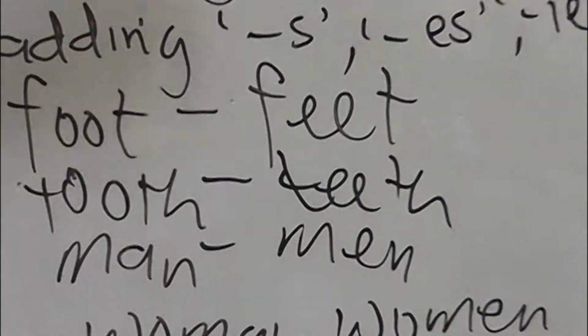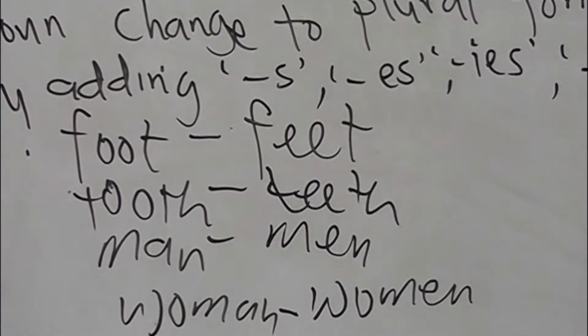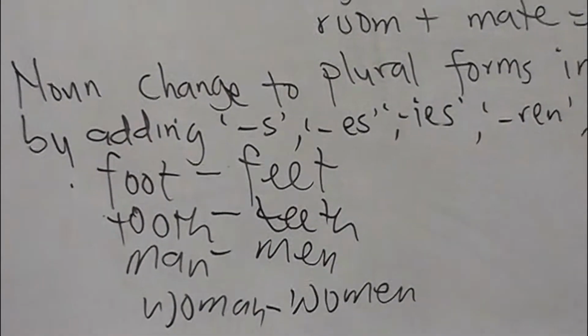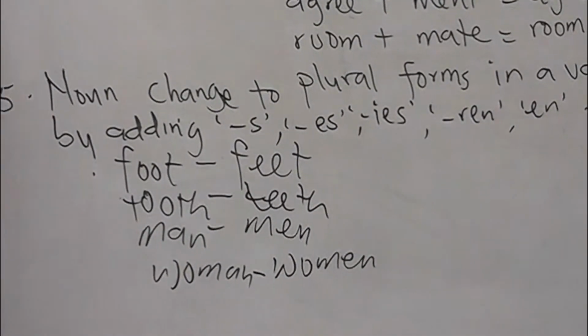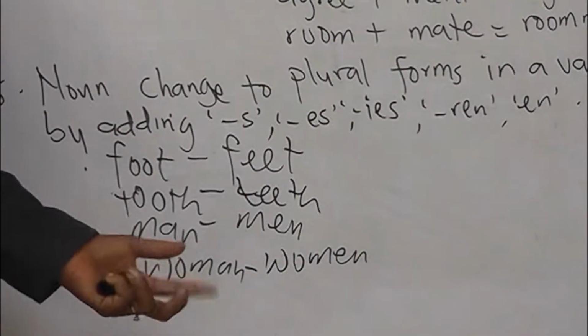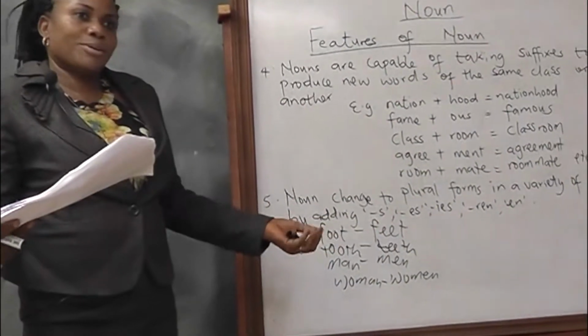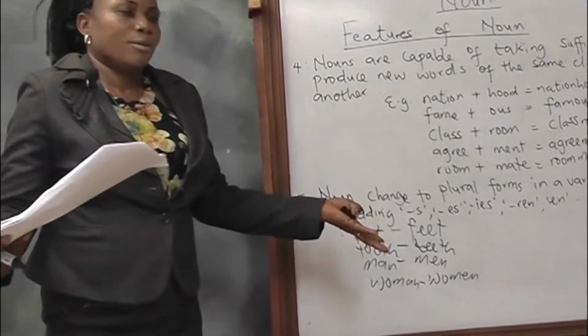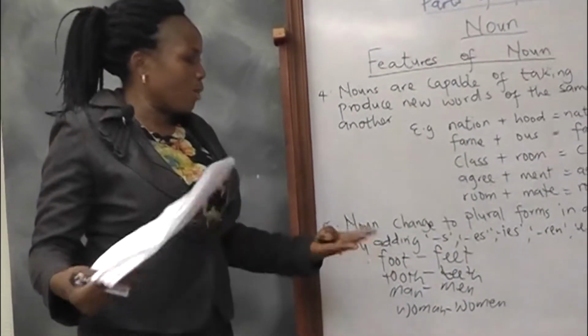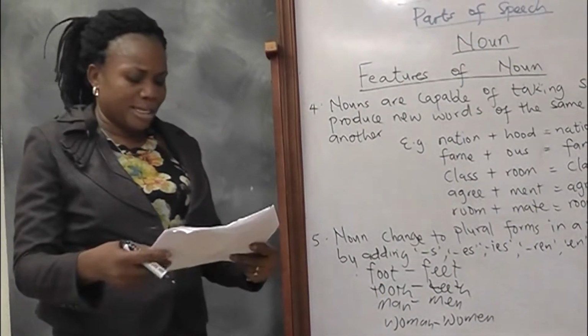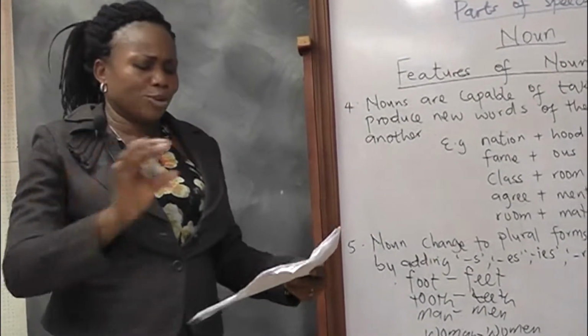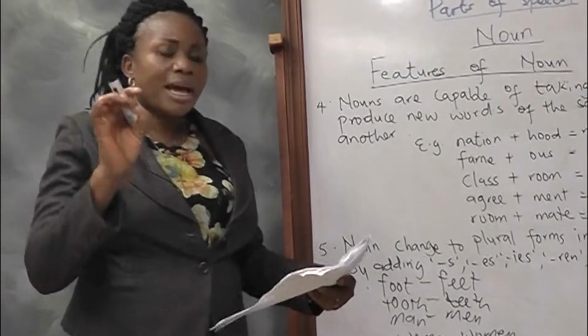We can add es, ies, or ren, like we have in child and children, and in ox and oxen. Note that they are still plural, and you are not supposed to say childs. Talk about children when you are using the plural of that. There are some words where there are no shortcuts. You just have to learn them.